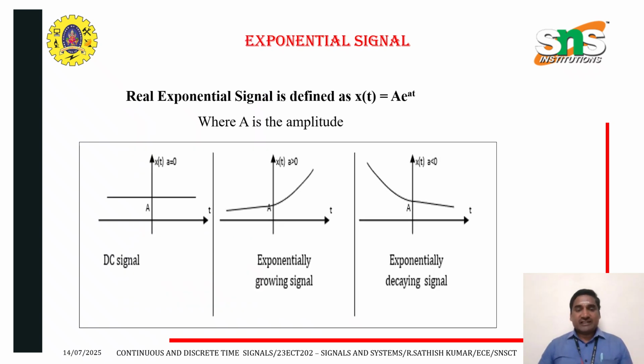Next one, exponential signal. The exponential signal is defined as x of t is equal to A e power a t, where A is the amplitude. It can be represented in terms of a DC signal, an exponentially growing signal, and an exponentially decaying signal. When a is equal to 0, it is nothing but a DC signal. When a is greater than 0, it is an exponentially growing signal. When a is less than 0, it is an exponentially decaying signal.